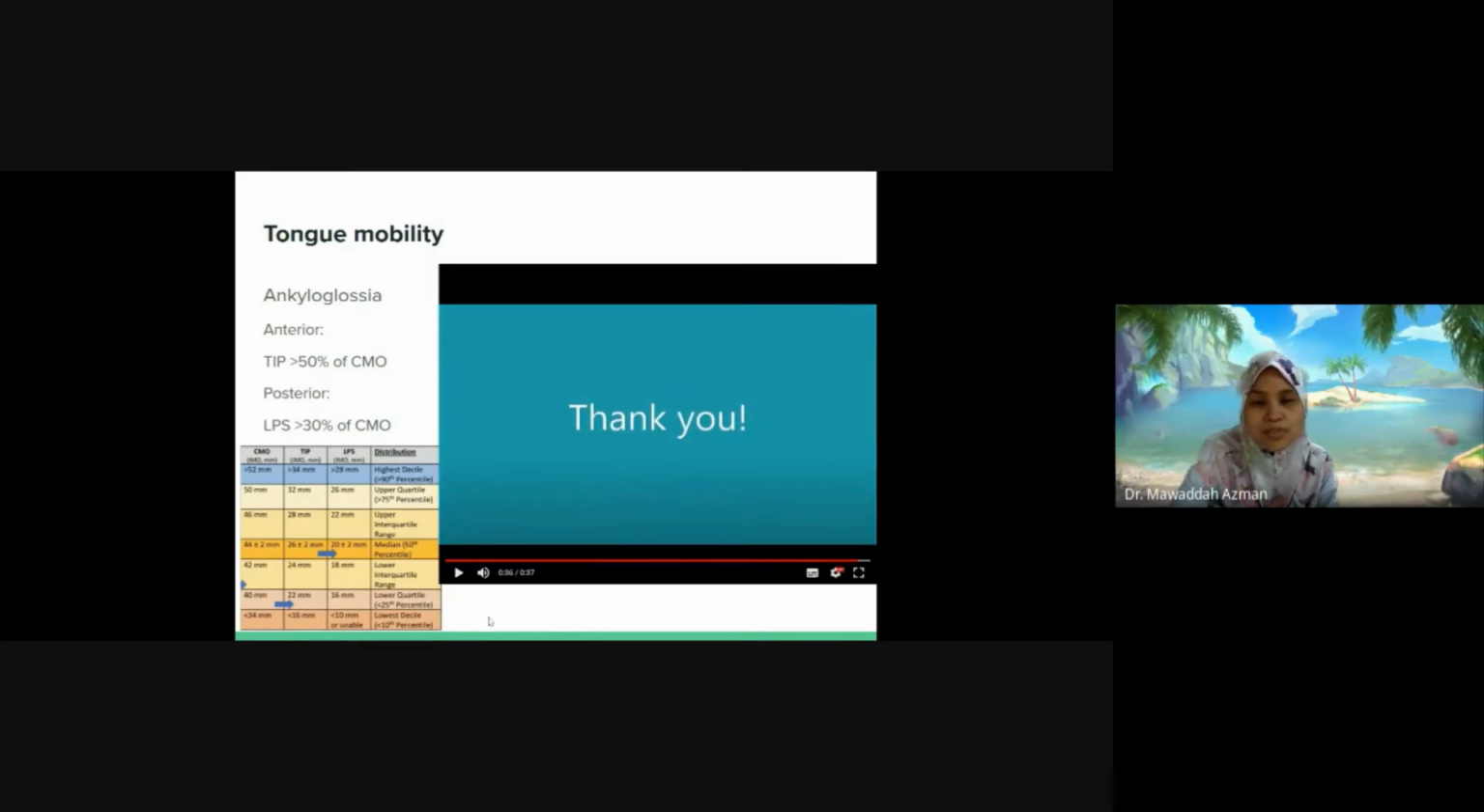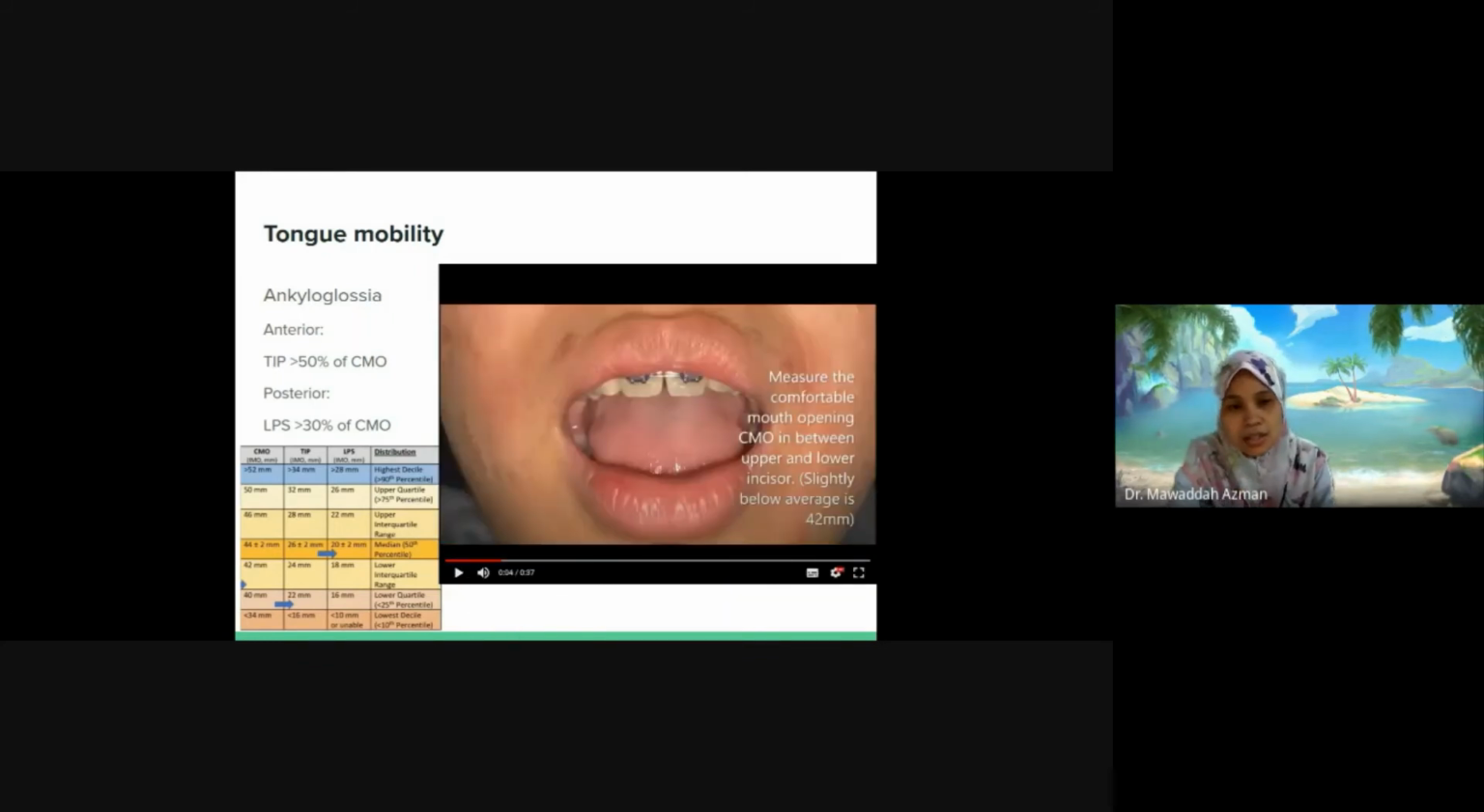Okay, so you have seen here the interincisor distance. You ask the patient to do this, and if it is more than 50% of the comfortable mouth opening, this means that the patient has a normal anterior tongue mobility.